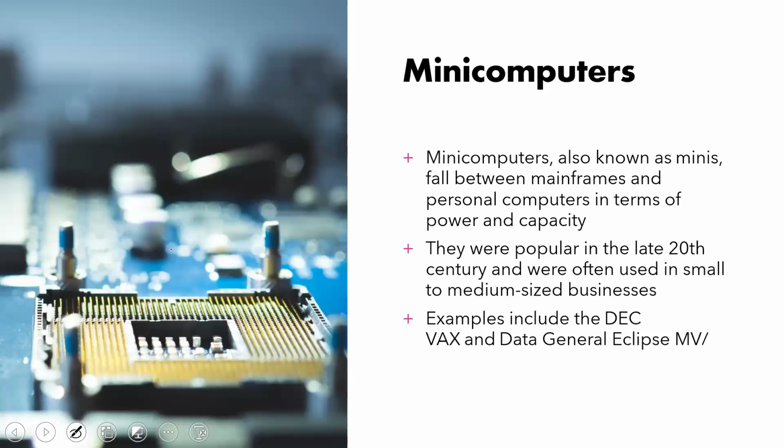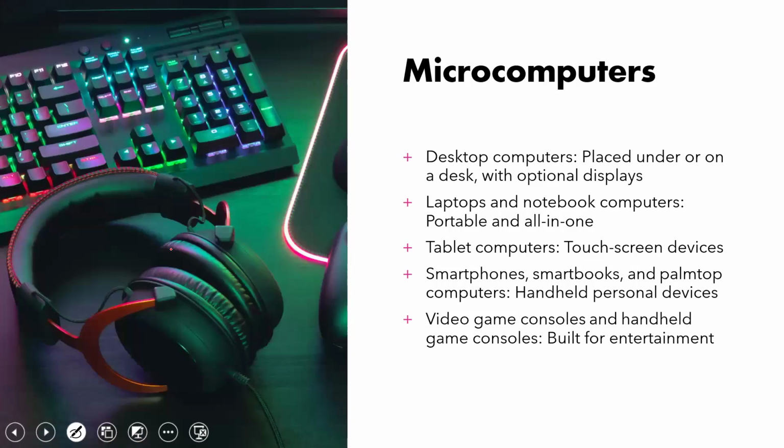Then you have what we call minicomputers, also known as minis. They fall between the mainframe and personal computers in terms of power and capacity. They were popular in the 20th century and were often used in small to medium-sized businesses. Examples could include the DEC VAX, the Data General Eclipse, and things like that. So those are examples of minicomputers. Then you have the microcomputers, which is mostly what most of us are used to.